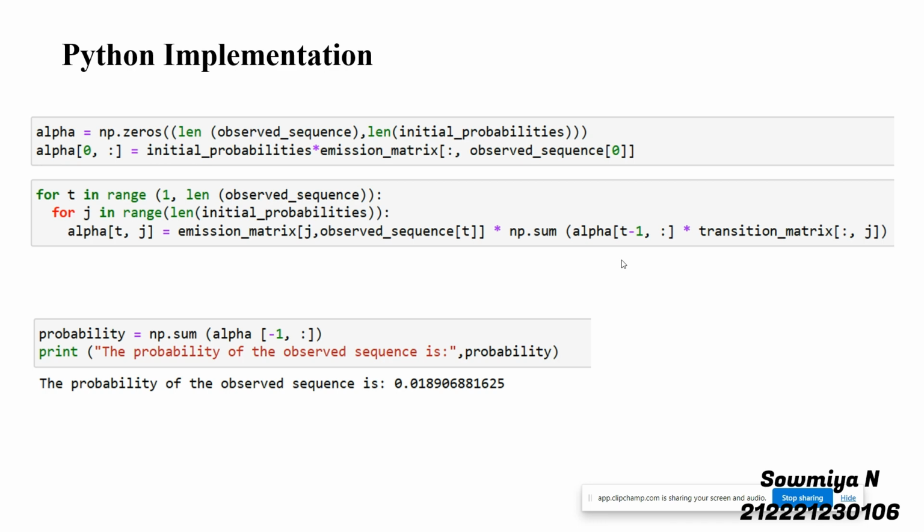The forward algorithm is used to calculate the probability of the observed sequence and to find the most likely sequence of hidden states. It iterates over each time step and computes the forward variable using the forward recursive formula for HMM. After the initialization of alpha, we will be moving to calculate the probability of the observed sequence. The probability of the observed sequence is calculated by summing the probabilities of being in each hidden state at the last time step. The output of the probability of the observed sequence for the above model will be around 0.0189.